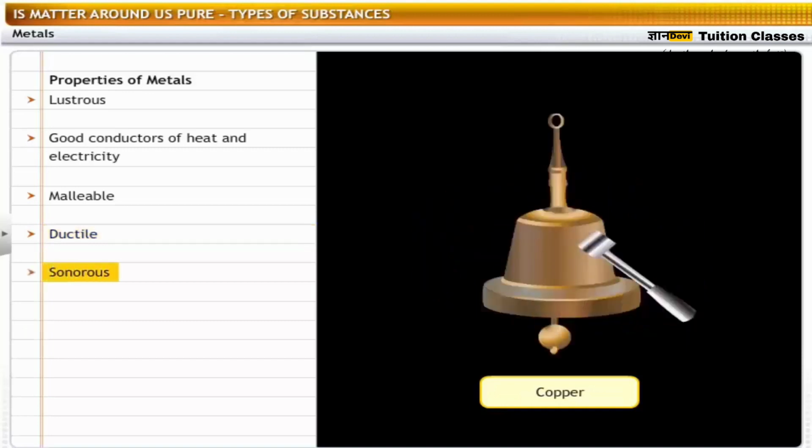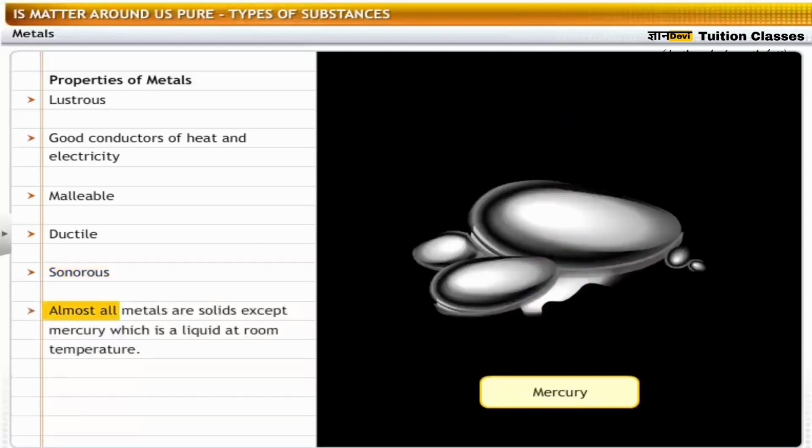Metals are sonorous. They give a ringing sound when they are hit by a hard iron rod. For example, copper. Almost all metals are solids except mercury, which is a liquid at room temperature.